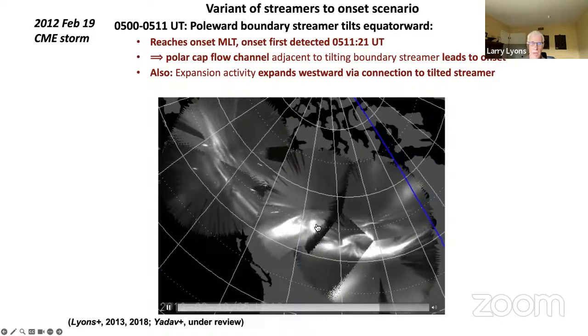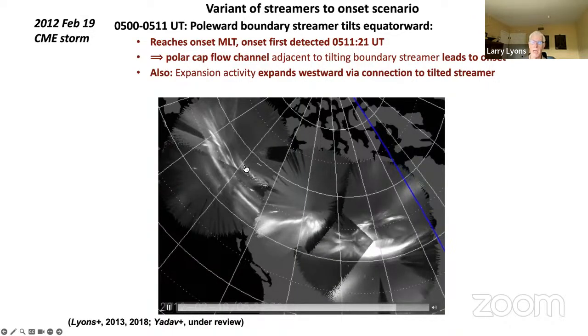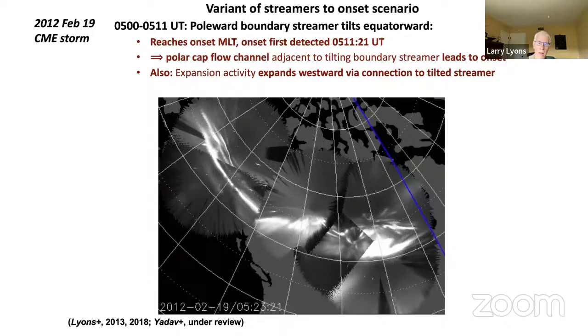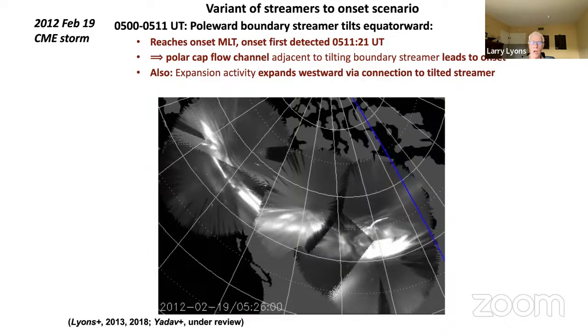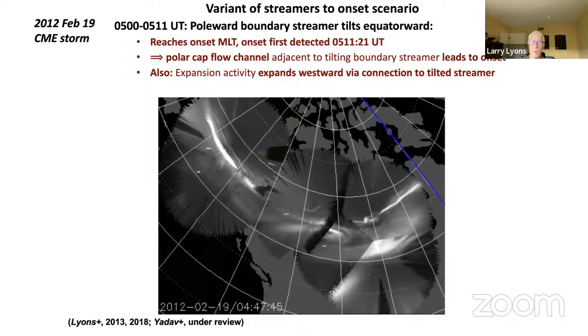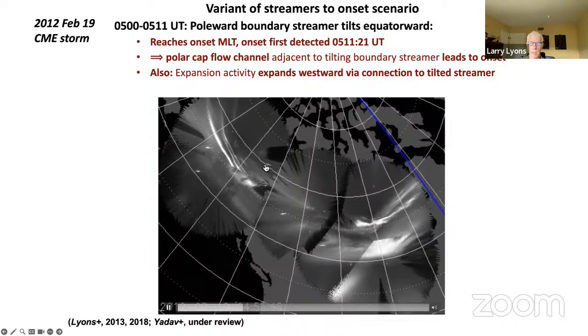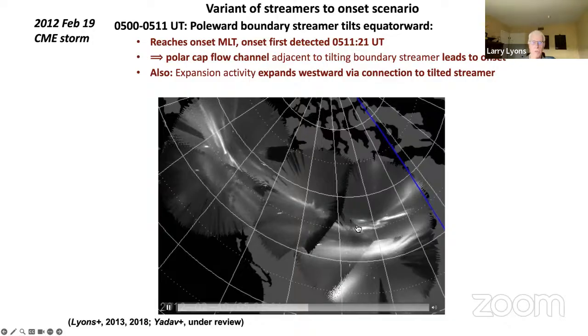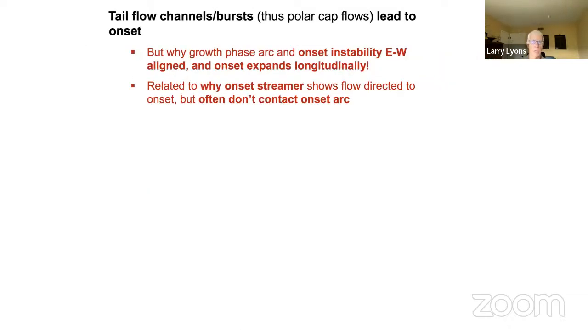And then after the onset, you get the westward traveling surge, and it just continues to move westward by sort of sliding westward along that tilted auroral polar boundary arc, which is then a flow channel coming in from the polar cap. So the flow channel is coming in from the polar cap, like so, leading to the onset, but that polar boundary arc is continuing, so that flow channel from the polar cap is continuing to feed the surge as it's moving westward.